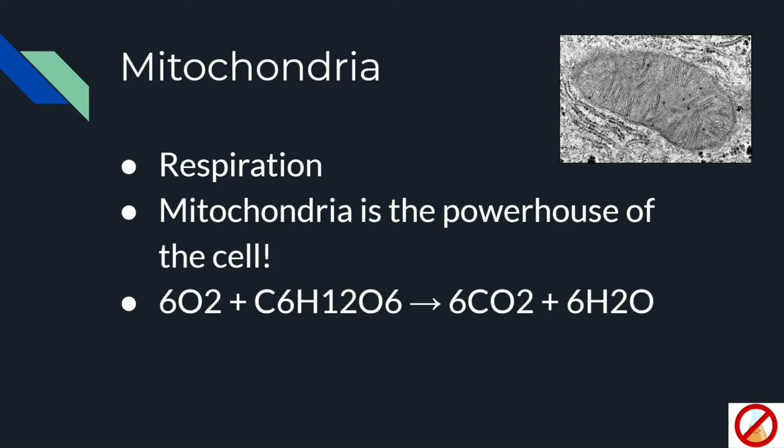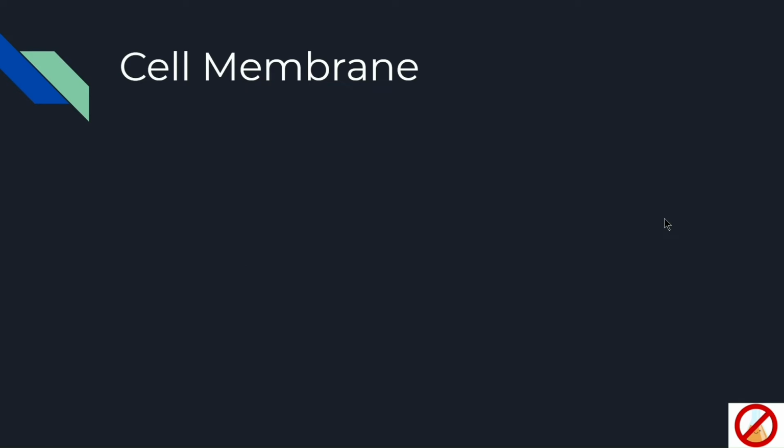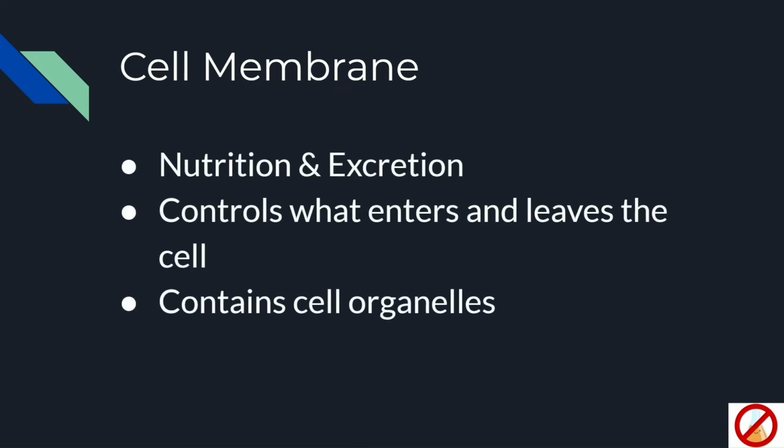So it's absolutely vital for the cell. Then we have the cell membrane. This, as I said, basically acts like a barrier or fence to control what leaves and enters the cell. And it makes sure everything inside the cell stays in there. So it's also important for nutrition and excretion.